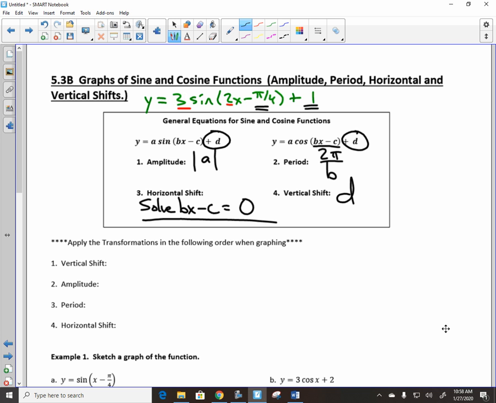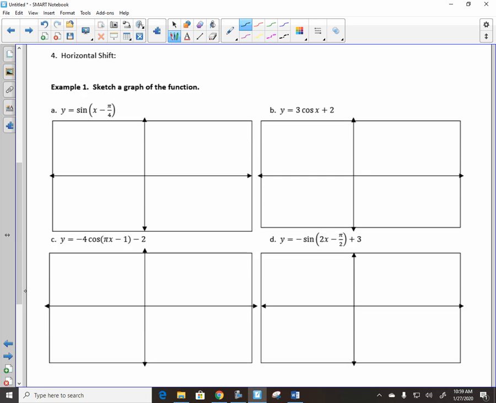Now, I have taught this for many years. It's very important to try to figure out a way that works best for everybody. If you find a way that works best for you, you go right ahead. What I found is it's best if people take this approach: start with the vertical shift first, then the amplitude, and then the period. After that, we'll get to the horizontal shift. So let's try that with example B right here.